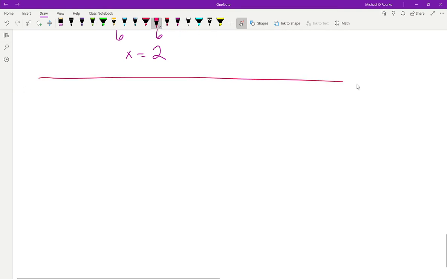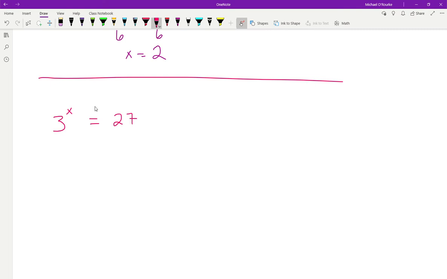Now, instead of having the bases the same right away, let's change it up and make the bases a little bit different. So let's go with 3 to the power of x equals 27. Okay? So right now, you'll tell me the bases are not the same. So the bases aren't the same, so I need to do something.